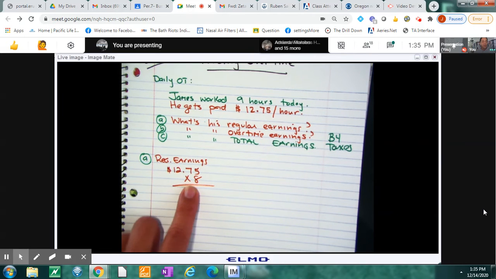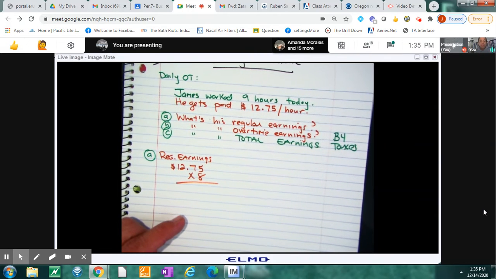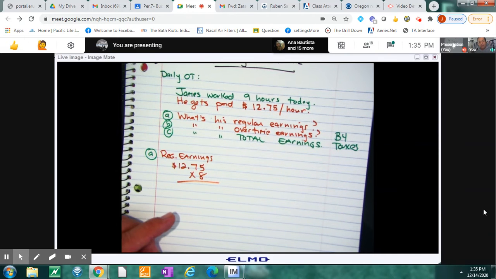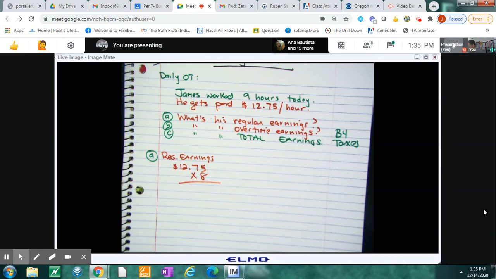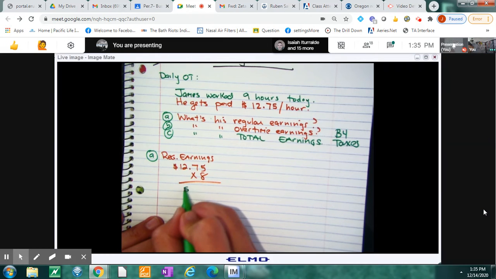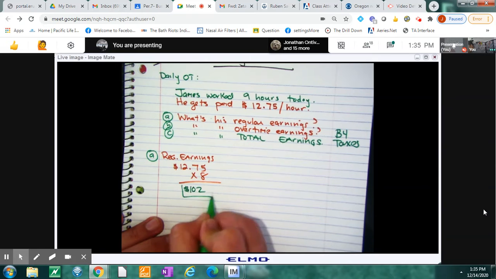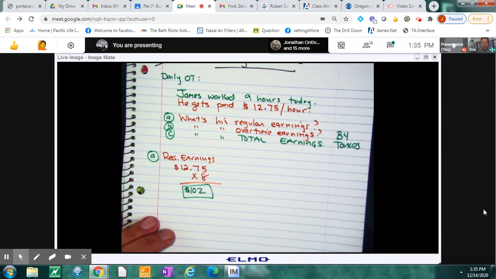Sometimes you work for a company for 9 hours, but 1 hour is a lunch break, so they won't give you money for that. It depends. So what's 12.75 times 8? Let's see on the calculator. 12.75 times 8 is $102. So far so good.